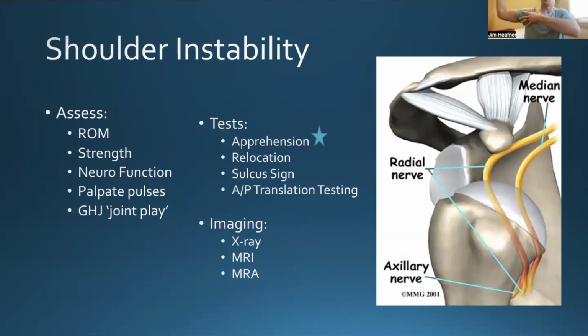Relocation would be if you're here and then you hold that position and it feels significantly better to give pressure to the anterior shoulder. The sulcus sign is when someone pulls the arm down and you can see a large gap between the acromion and where you pulled the humeral head. And then you want to do your mobility testing as well. This picture shows you the close approximation of the radial nerve and the axillary nerve, which are two of the common nerves involved in shoulder instability.